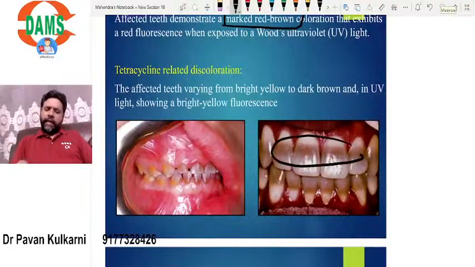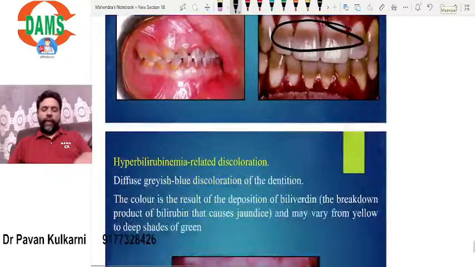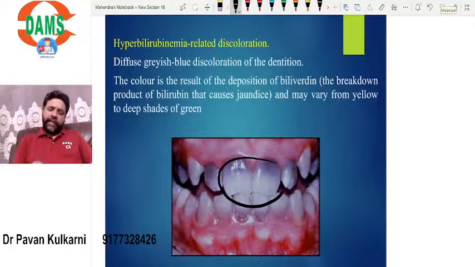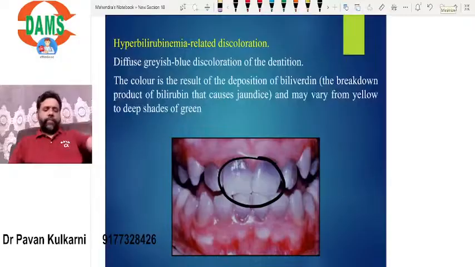You can see typically yellowish brown, light yellow gray discoloration, and again you have to use UV light here. This is the hyperbilirubinemia image. I've told you that bluish discoloration will be there. Typically gray to blue discoloration you will see in this condition, mainly because bilirubin is broken down into biliverdin, and the biliverdin results in the blue discoloration.